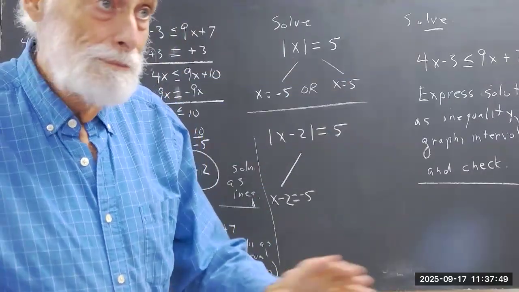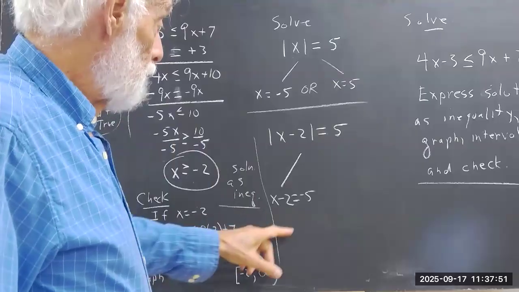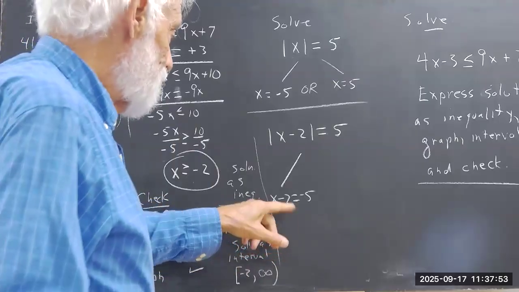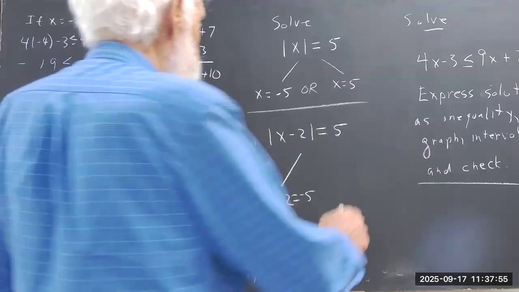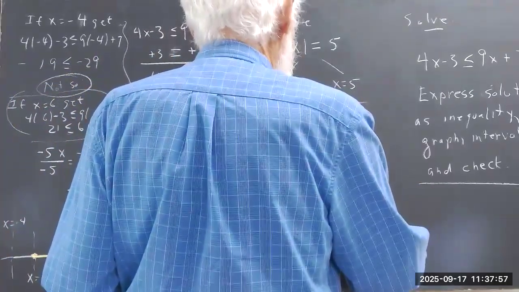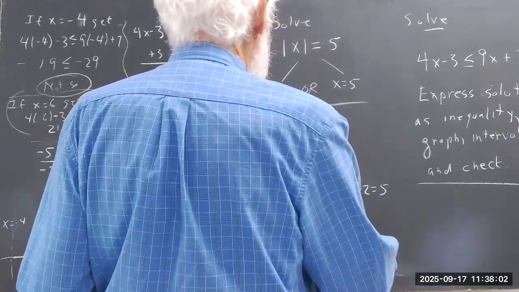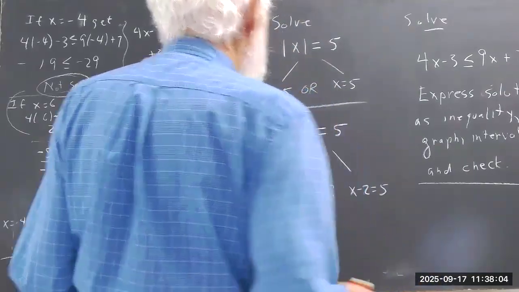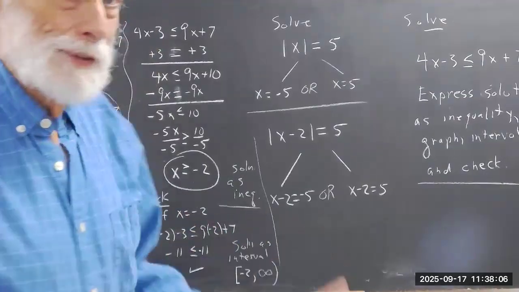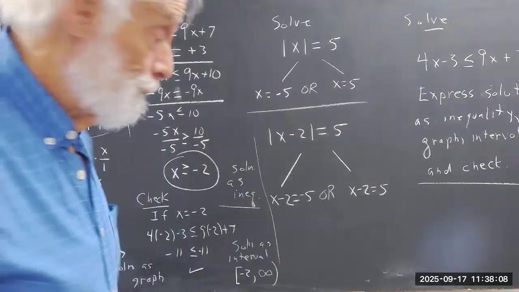There's no doubt about that, no argument. You want to understand what that's saying, okay? Then we have x minus 2 equals 5. Can't be both, so it's an or, okay?